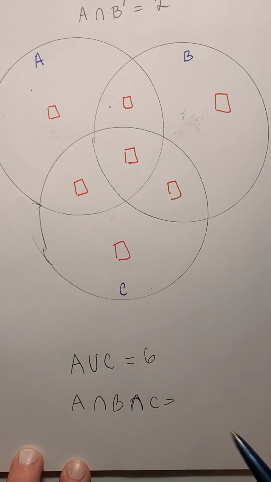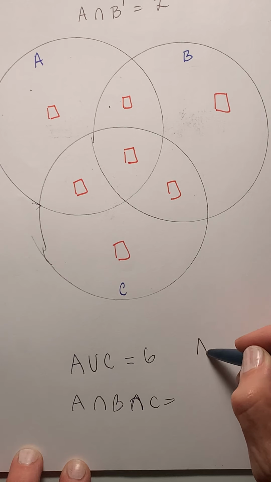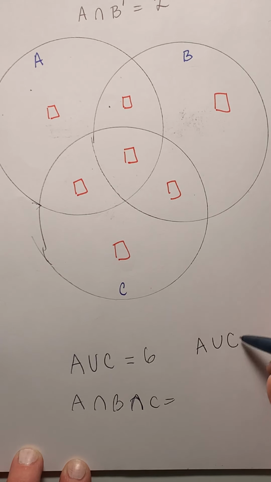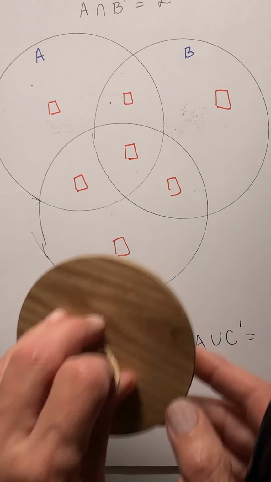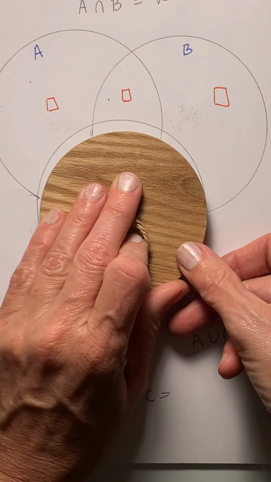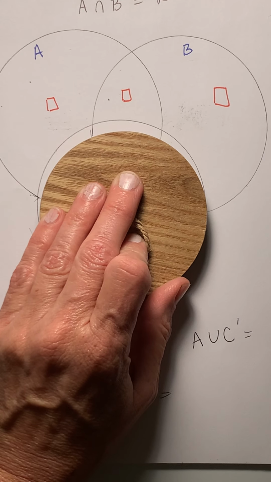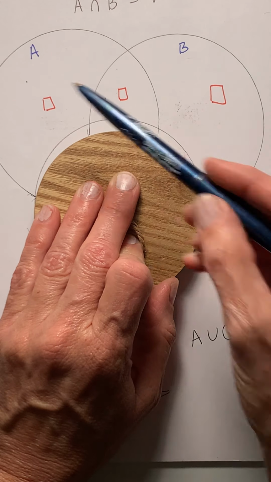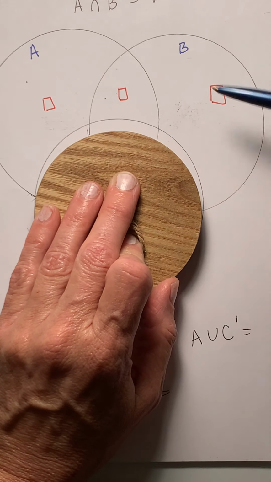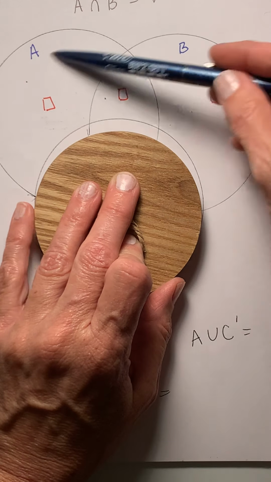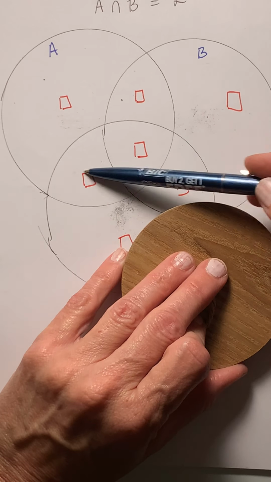And if I wanted to do A union C prime or not C, I would say it's all of A and then union with everything that's not in C. So it would be this, this, and this. A or not C would be those three things, and also these two.